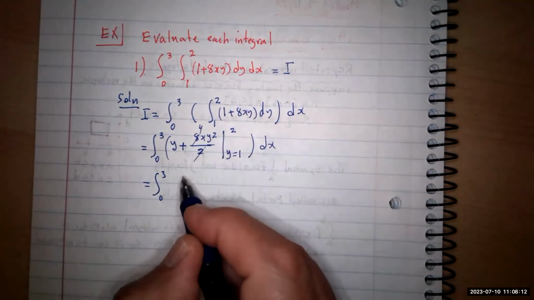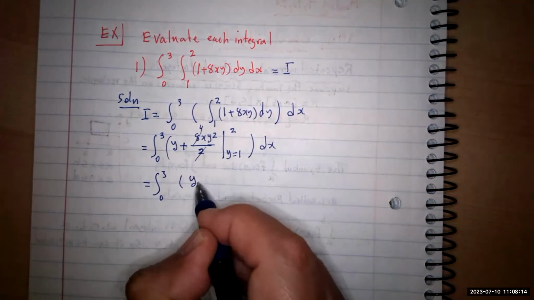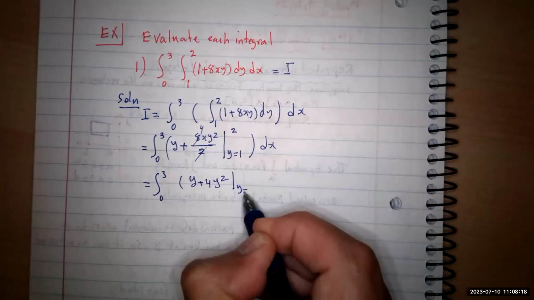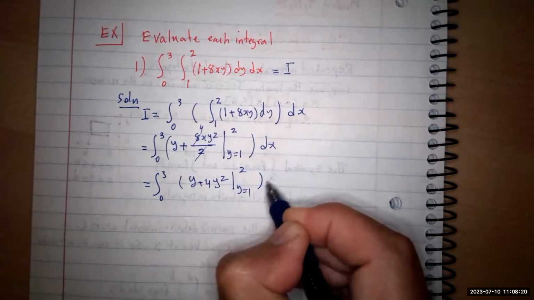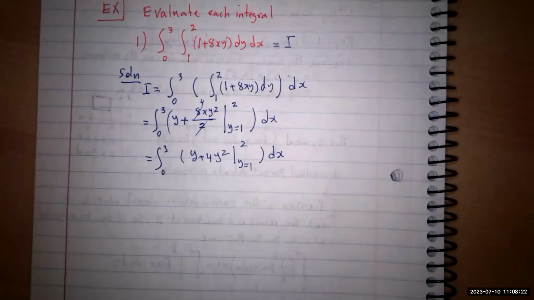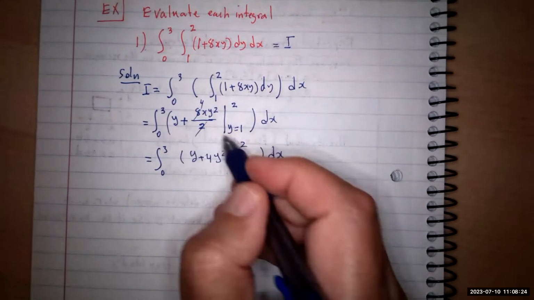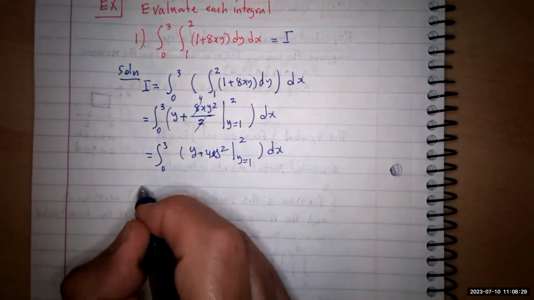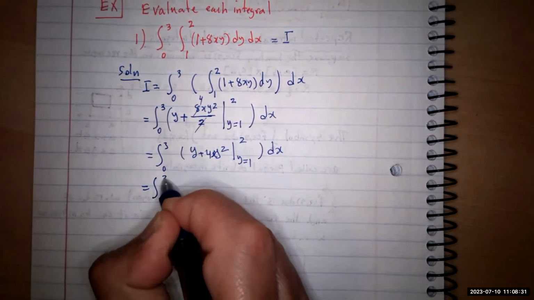So I'm going to have y plus 4y squared, going y from 1 to 2. And when I'm done, taking the integral with respect to the x. Oh, I missed the x here, sorry. It's 4xy squared. So substitute for, this is 0 to 3.